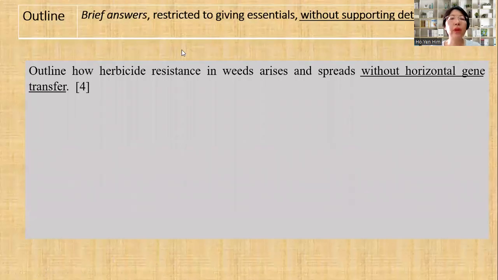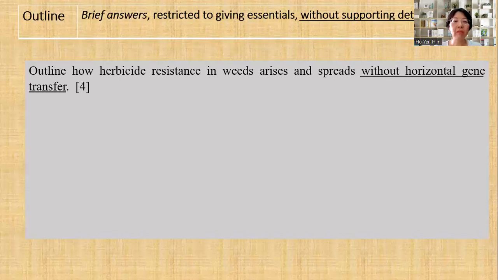Outline is also a very brief answer. So just give the essentials that you have learned in your syllabus without supporting details. Whatever you've learned in your syllabus, just outline the steps, okay? Or outline the procedure. So let's do the question. Outline how herbicide resistance in weeds arises and then spreads without horizontal gene transfer. I like this question. Outline looks direct, and then suddenly they put without horizontal gene transfer. It's not so direct really.